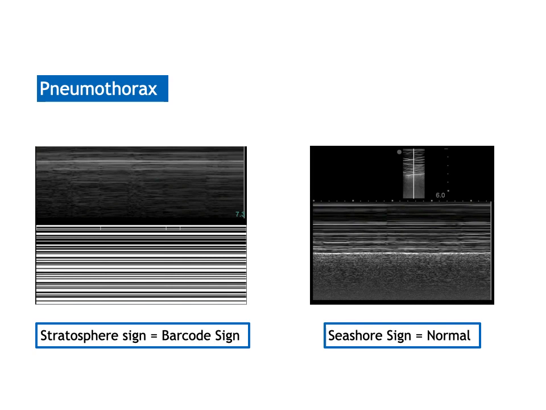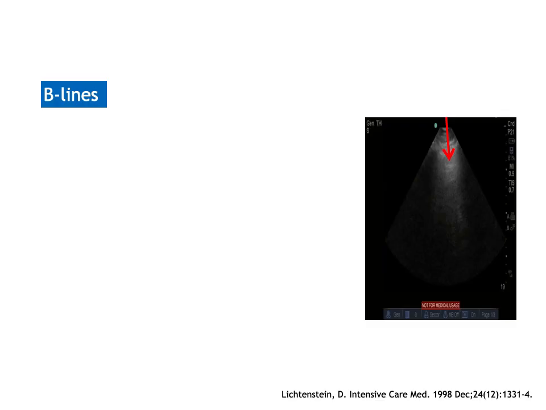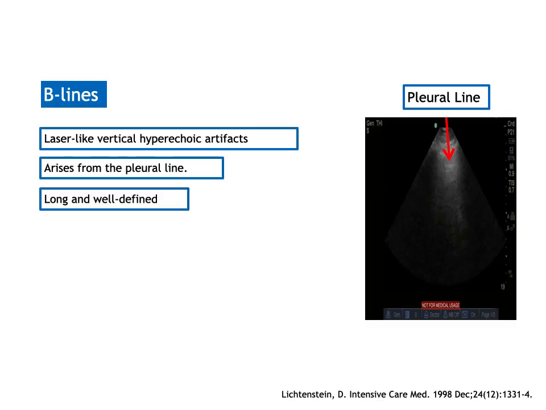So when we lose the sliding, you would expect to see a different pattern on M mode, which is called the stratosphere sign or the barcode sign, in which when you put your M mode cursor, you would not see the typical sandy pattern. Instead, you will see the very typical stratosphere or barcode, which is a mirror-shaped reflection of the chest wall. So the sandy pattern here is very important in normal sliding to rule out pneumothorax. And then moving forward to B lines.